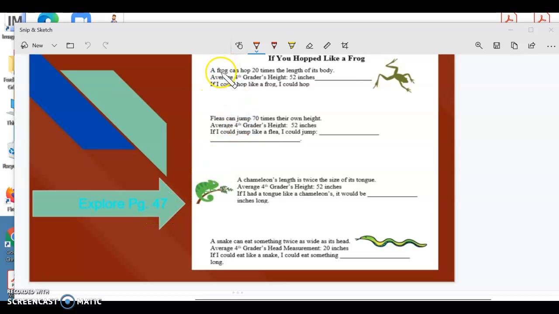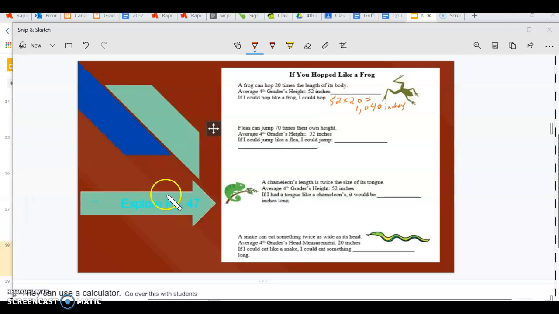The first one, a frog can hop 20 times the length of his body. Average 4th grader's height, 52 inches. If I could hop like a frog, I could hop. I'm going to pause it, and I want you to set up an equation. Use your calculator to solve it.